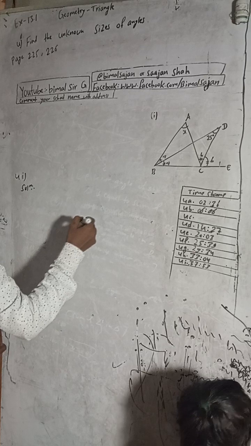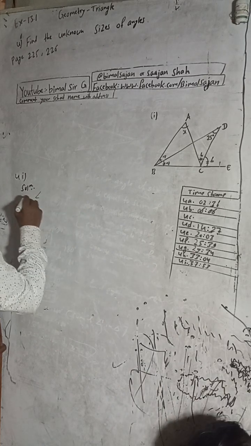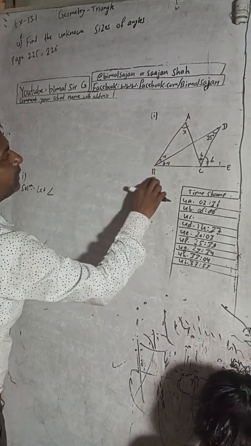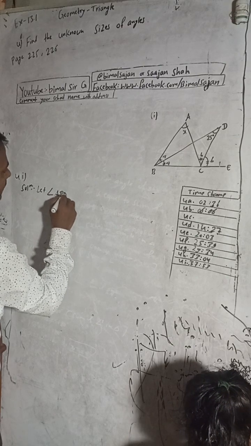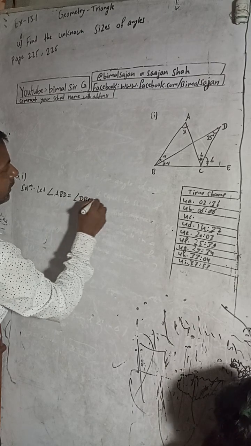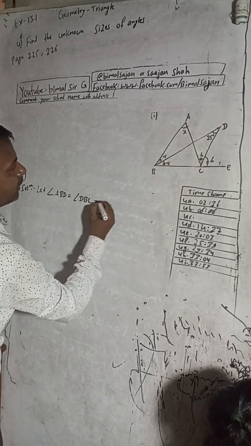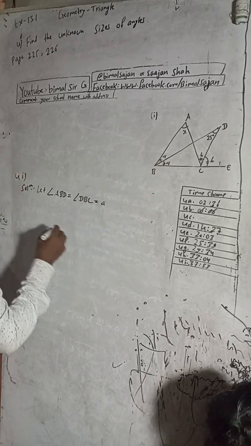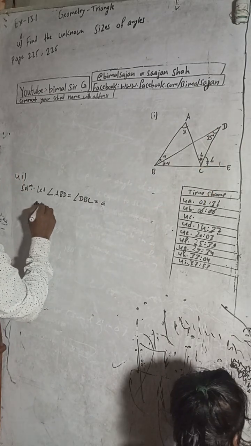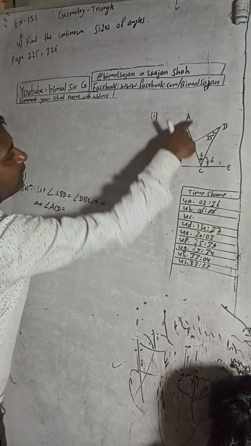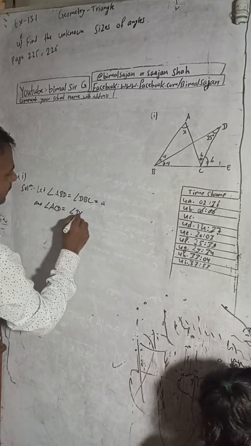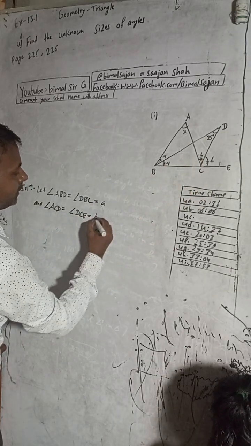So I will write here what? Let angle ABD is equal to angle DBC, or E, is equal to what? A degree. In the same way, angle ACD is equal to angle DCE is equal to B.